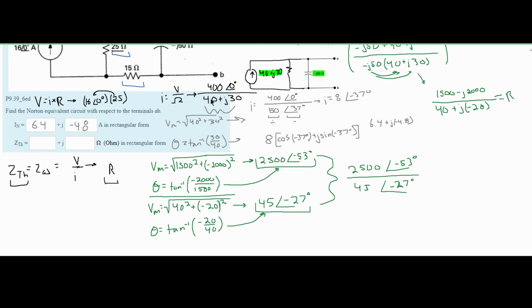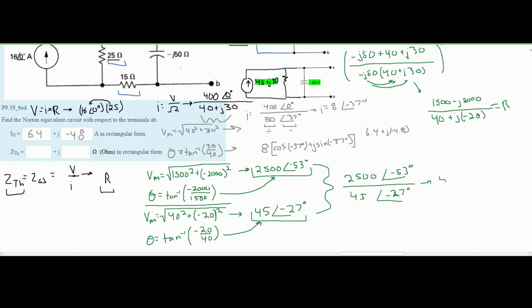Now we can divide this. We're going to take our 2500 and divide it by 45. From this, we're going to get approximately 56, and then we are given an angle. So for this first part, we divided, and for this next part with our degrees, we are subtracting the bottom from the top. And we're going to have negative 53 minus a negative 27. This is going to give us approximately negative 26. And this would be our answer.